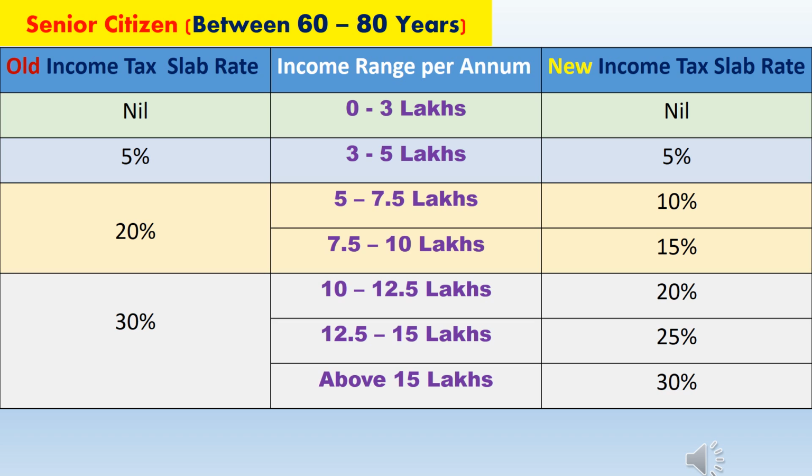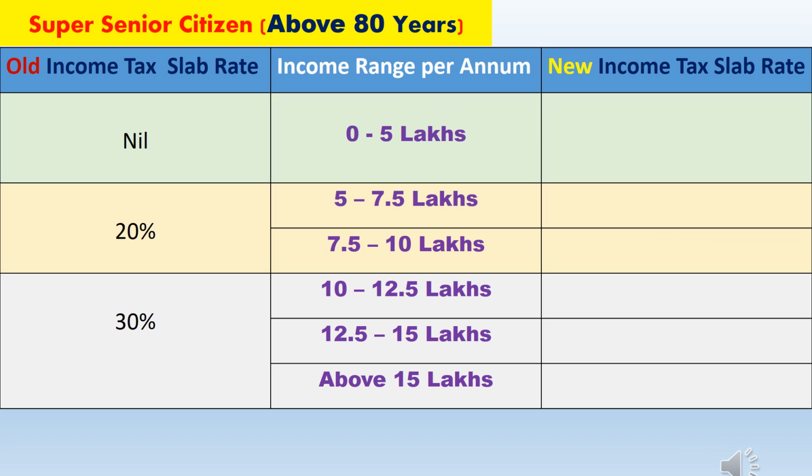Next, for the amount between 10 lakhs to 12.5 lakhs, 20% tax you have to pay. Next, for the amount between 12.5 lakhs to 15 lakhs, 25% tax you have to pay. Next, in your total income which is above 15 lakhs, for that amount 30% tax you have to pay.